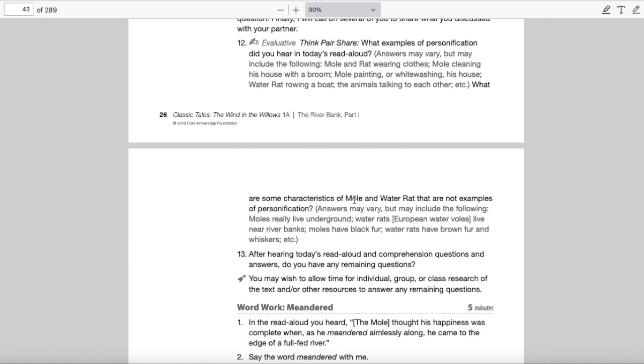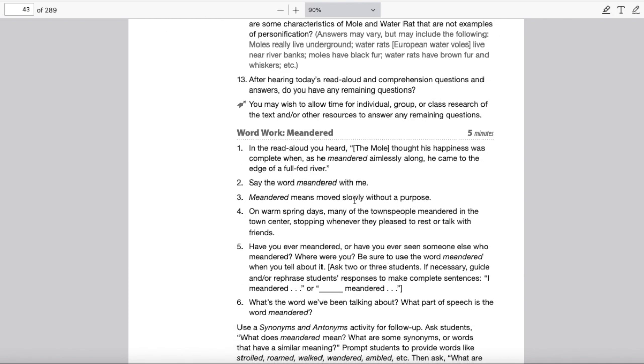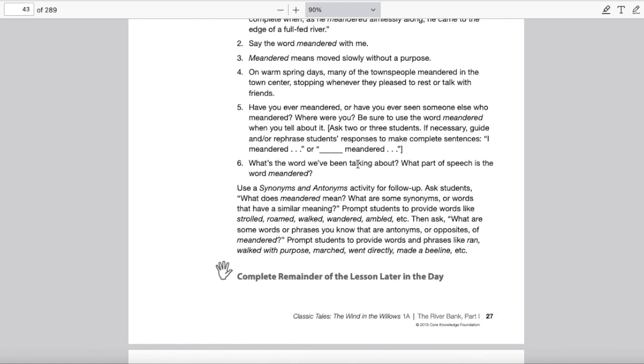And sometimes I will have her flip back through the book if she's having a hard time, just to refresh her memory. And then again, we do the word work, so we do our vocabulary. Again, this is just me verbally introducing it to her, telling her the definition, and then it does give you some opportunity to practice it, whether they give you an example of the word in a sentence or a situation that they've used that word. So if it's meandered, what situation would they have used a word like that?